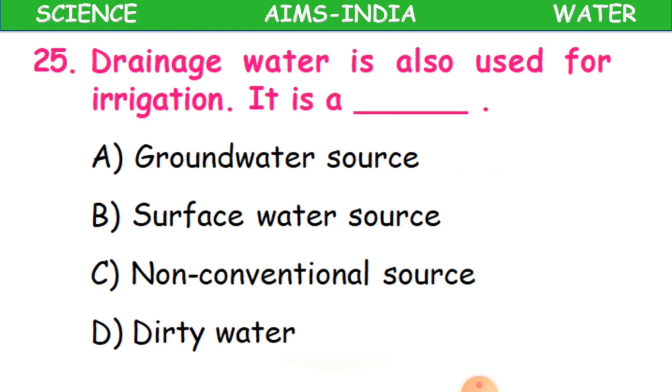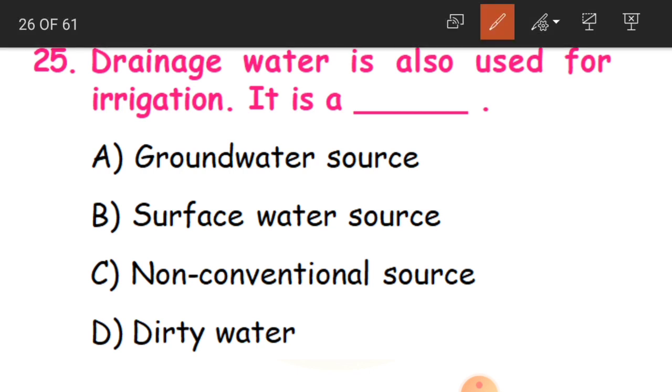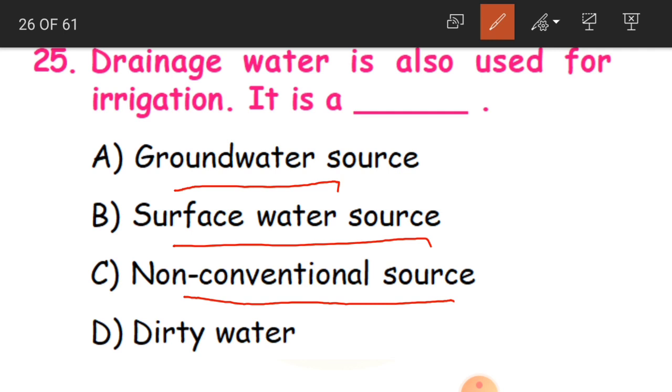Drainage water is also used for irrigation. It is a dash. Okay, drainage water. You know what is drainage water? Like whatever the waste water is there, it is also used for irrigation. It is a dash. What is it? Is it a groundwater source? Is it a surface water source, or is it a non-conventional source, or is it a dirty water? Okay, so what is it, children?